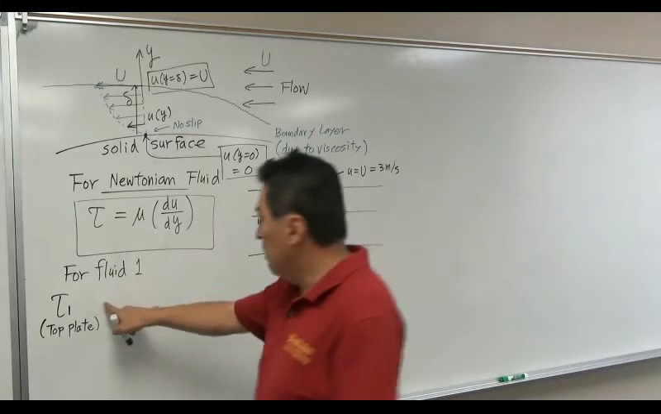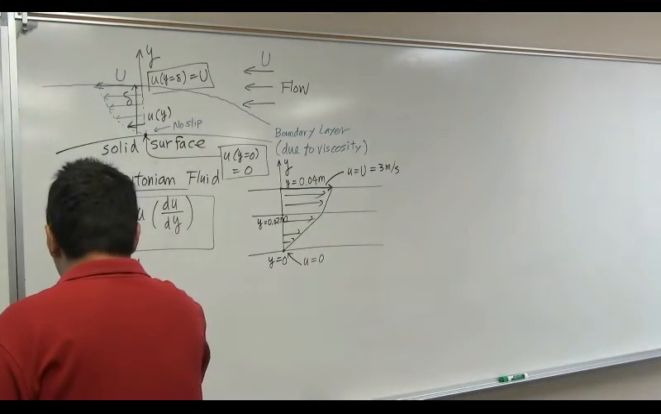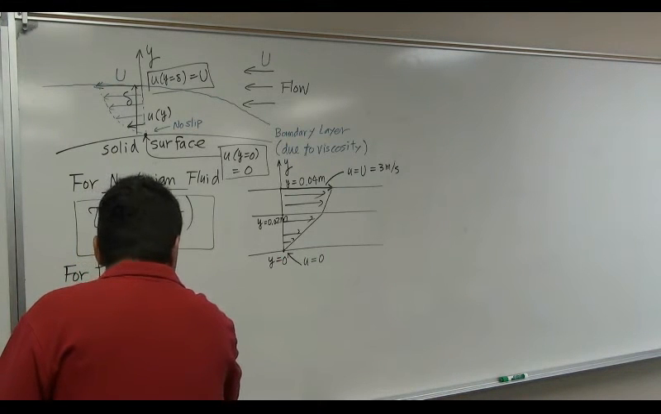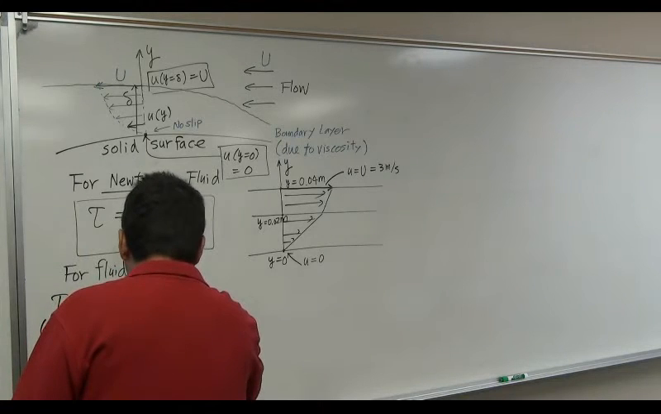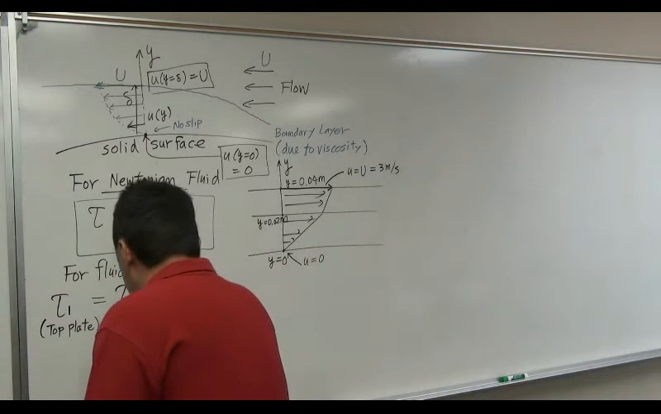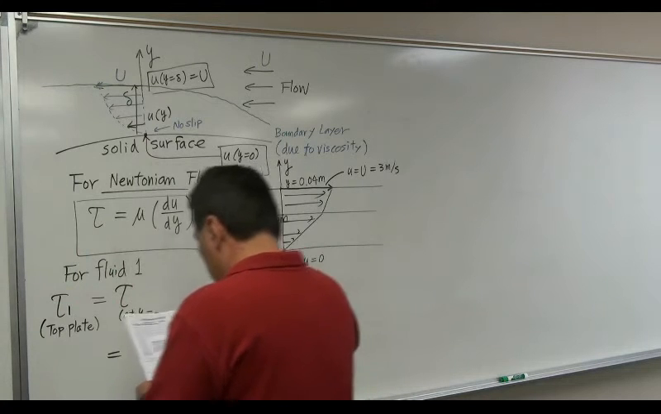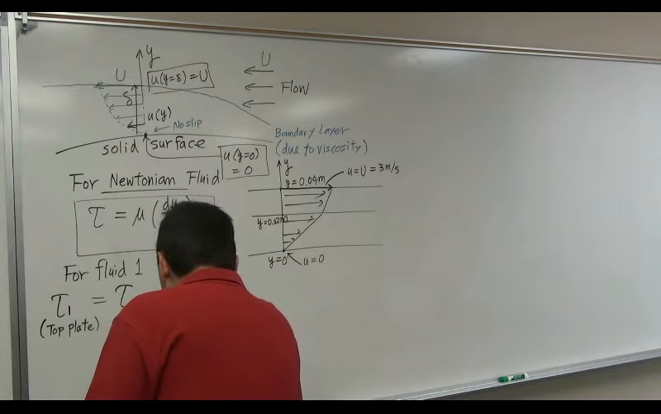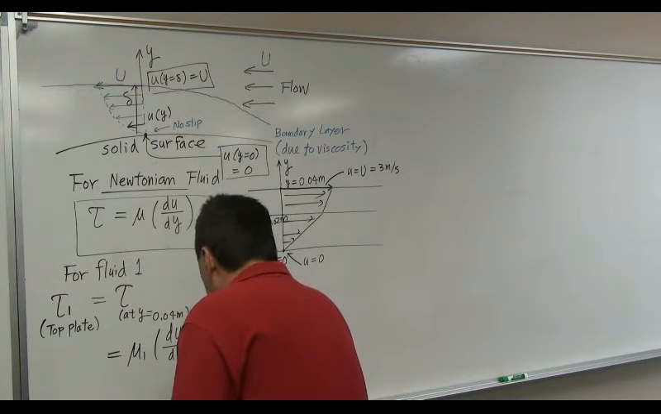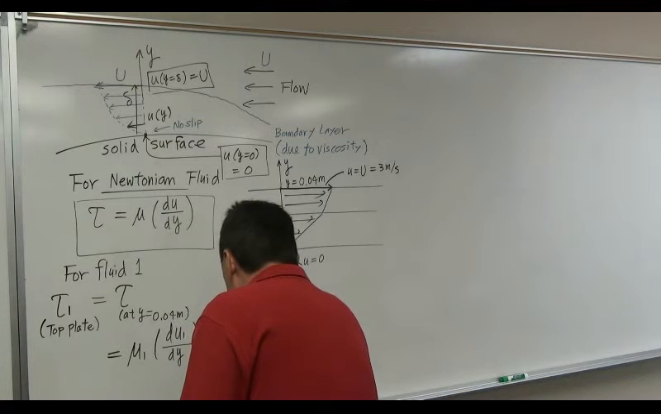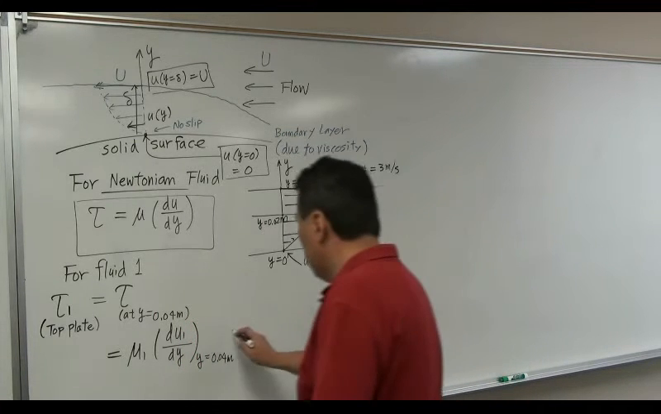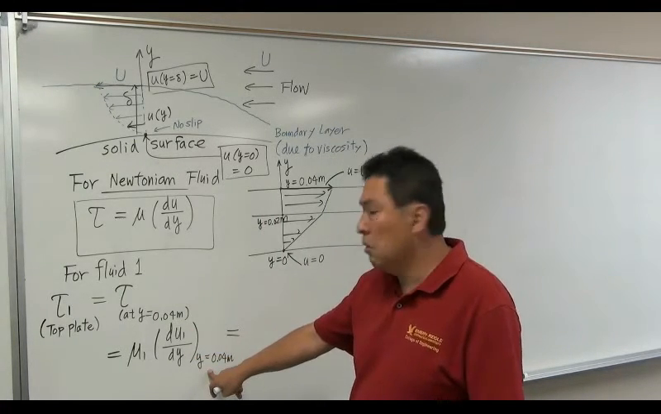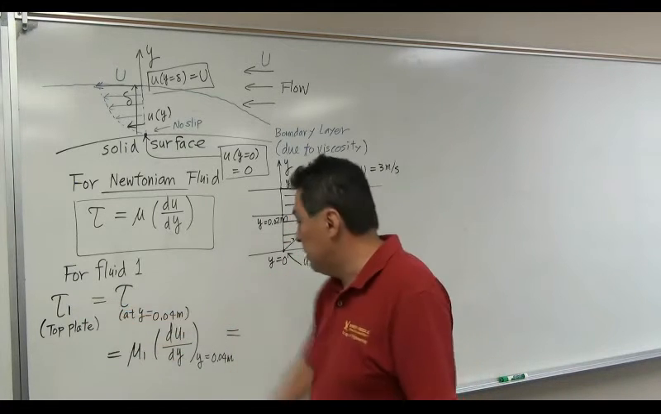So tau 1, what I mean, top plate is tau 1 is tau at y is equal to 0.04 meters. Okay? Which is equal to mu 1 du1 dy at y equal to 0.04 meters. Okay? So you're going to evaluate du dy at the specific location you're looking at shear stress developed.